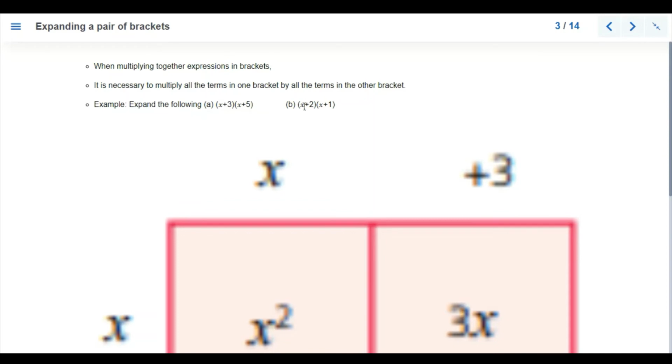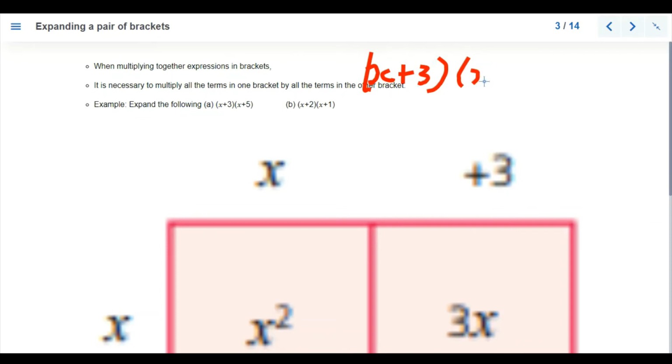The same thing applies to the b, x plus 2 into bracket x plus 1. So we multiply x with x plus 1 and multiply plus 2 with x plus 1. So let's solve and let's see what we are going to be having if we multiply the two brackets together. So let's solve and let's see what we have. So the first one is going to be what? x. We have x plus 3.